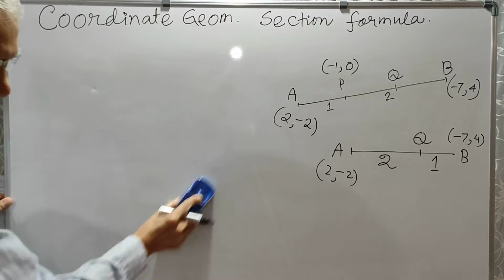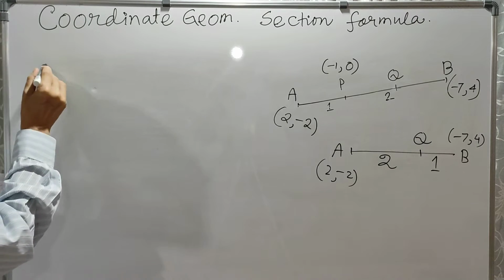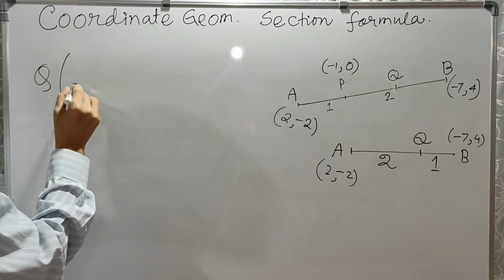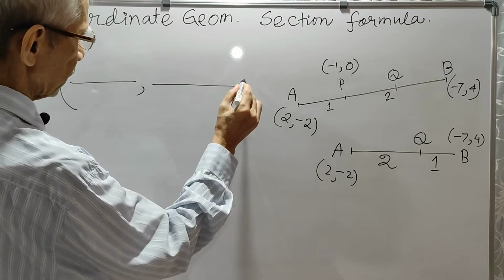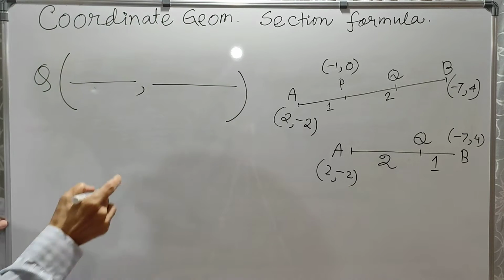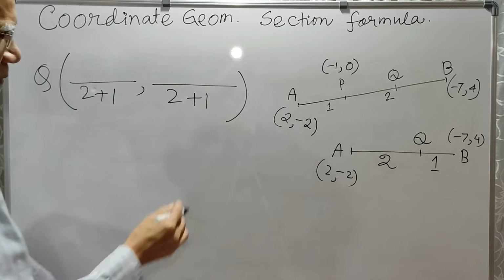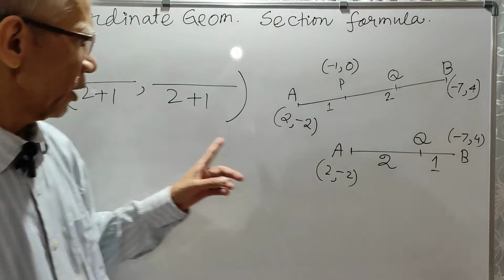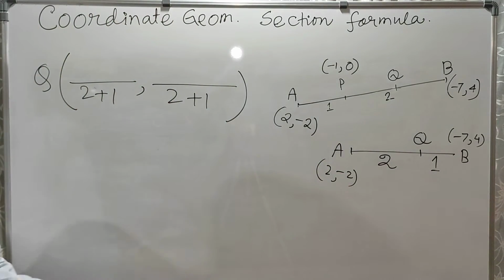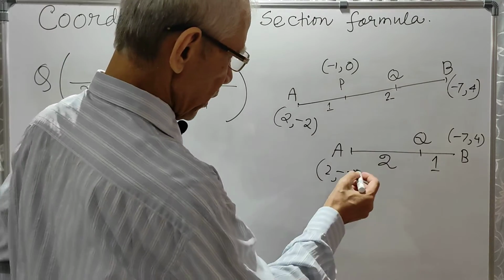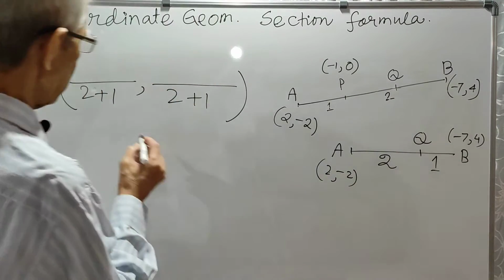So, let us find out the coordinates of Q. What will be Q then? Again, 2 plus 1 this time. Because the ratio is 2:1, the denominator will be 2 plus 1. Then that opposite rule, 2 into 2, 4.